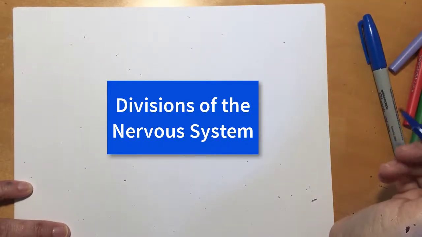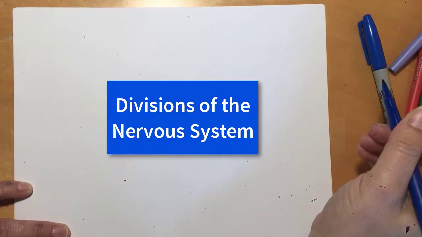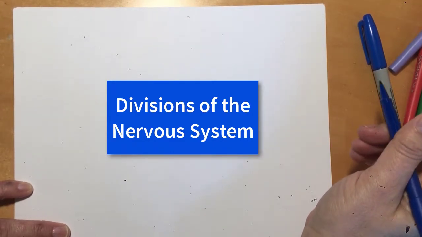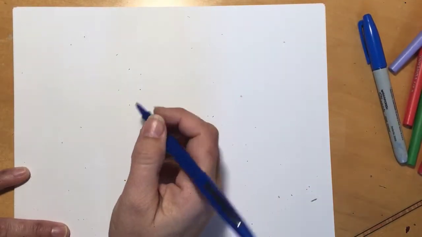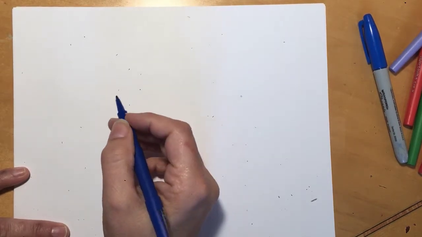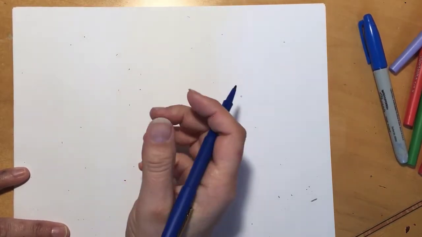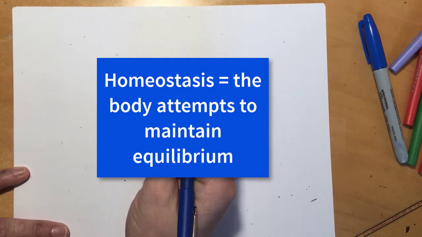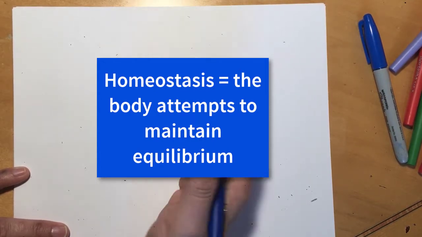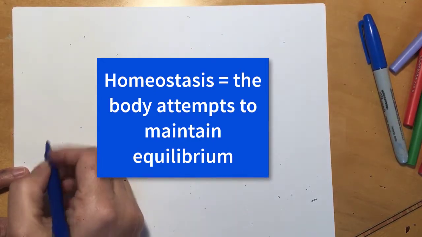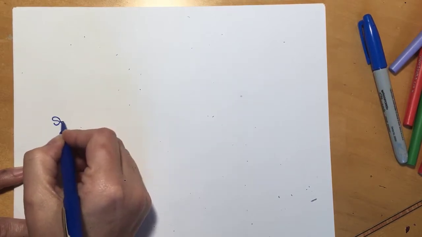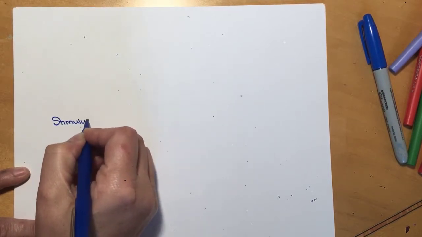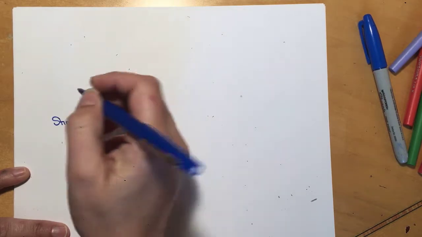Hey everybody, today we're going to be talking about the nervous system, in particular the divisions of the central and peripheral nervous system. I wanted to go through a quick review of homeostasis. In homeostasis, this is the tendency of the body to try to maintain a balance within the body. And we've talked before about a stimulus, and a stimulus is just a change in the body somewhere.